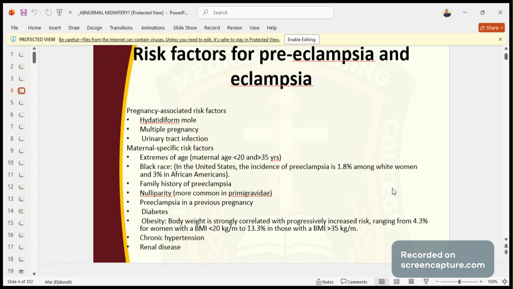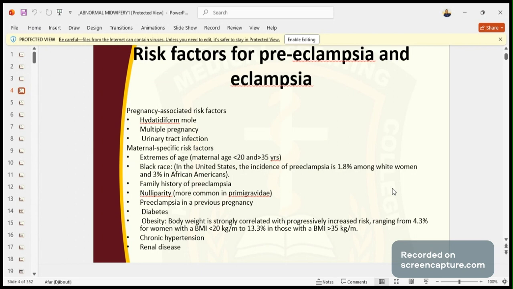Now you are predisposed to some gynecological and obstetric complications such as preeclampsia and eclampsia and many others. You can have prolonged labor, you can have dystocia, there are several complications that can come with extreme age. Okay, black race is another risk factor. In the United States, the incidence of preeclampsia is 1.8% among white women and 3% among African Americans. And then family history of preeclampsia, if there's any relative who had preeclampsia in your family.